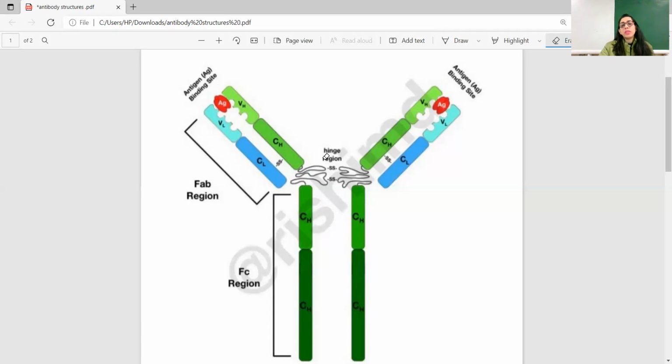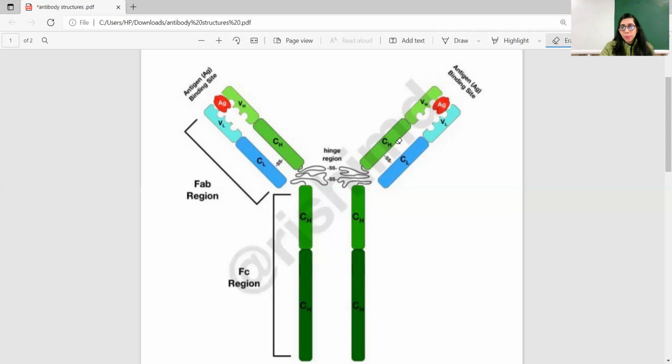Now, this is the hinge region. We can say it a neck point or neck region. So this is the hinge region from where the antibody breaks, right? Antibody cleavage takes place from this region only. That also I'm going to explain to you in detail, how it breaks.